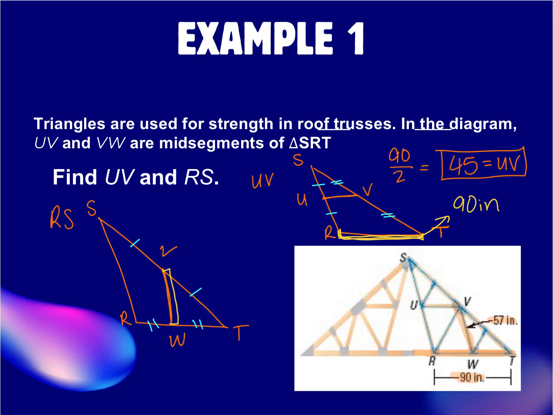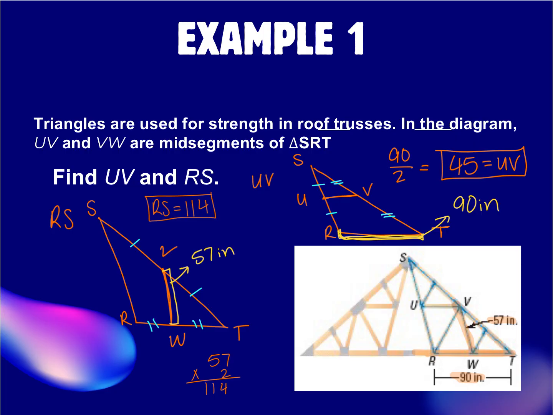VW is how many units? Good, 57 inches. So if VW is 57, how would I find RS? Good, you're just multiplying by 2. So I'm going to do 57 times 2. That's going to give me 114. So RS equals 114. Any questions on this?